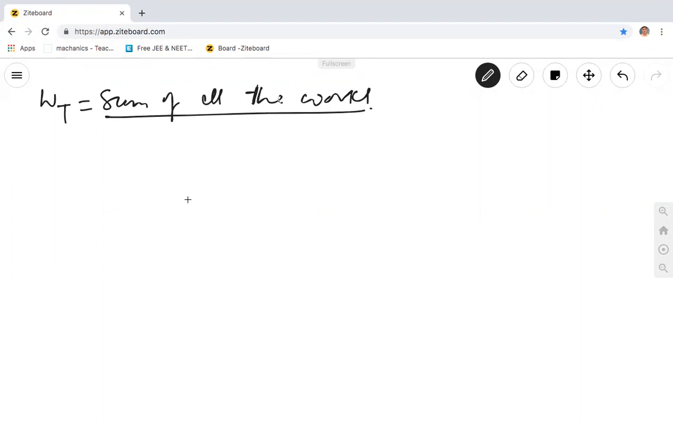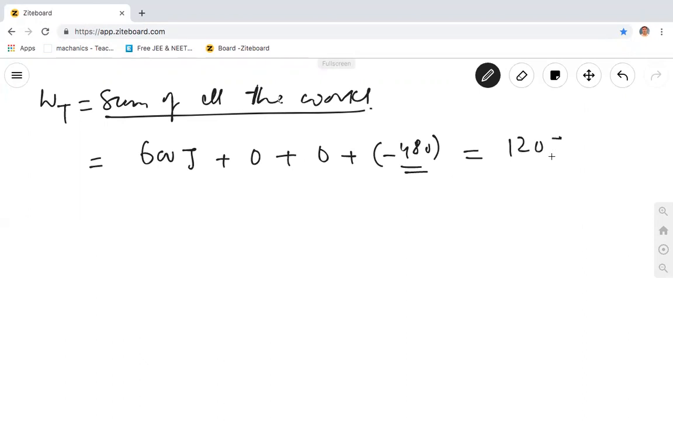This is all done. He has also done this question in his own way. You can do it: just say total work done is 600 joules plus 0 by normal reaction plus 0 by gravitational force plus minus 480, that's the work done by frictional force, and altogether it comes to 120 joules.